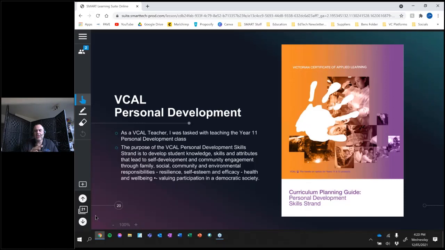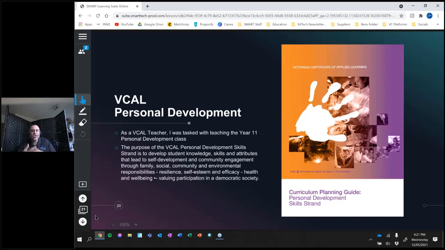So Kendall mentioned at the beginning that I was a VCAL teacher, which stands for Victorian Certificate of Applied Learning. Now, VCAL is an alternative stream to your traditional Year 11-12 course in Victoria, and it's for students who might want to go on to doing a TAFE course, into an apprenticeship, into workplace training. It allows students to do Year 11 and 12 while also incorporating work-based skills that prepare them for their career path. Now, one of the subjects that I taught was called personal development, and I did that at the Year 11 level. And the purpose of personal development in VCAL is to develop student knowledge, skills, and attributes that lead to self-development and community engagement.